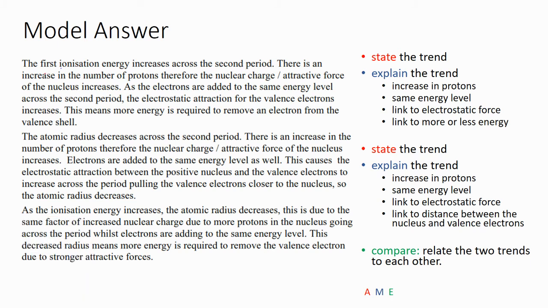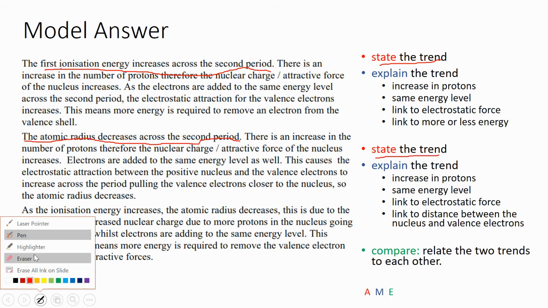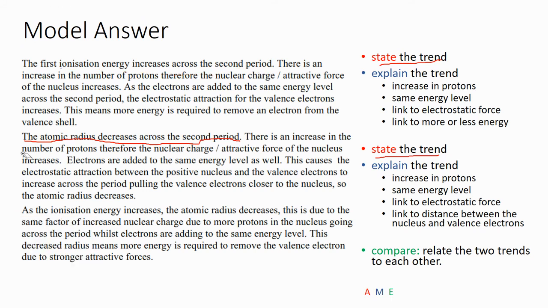The first ionization energy increases across the second period. That states the trend. The atomic radius decreases across the second period. This is also stating the trend. If you do that, it's going to be achieved, so you're looking at achieved grades for those ones. We state the trend, and then you need to explain each trend, focusing on ionization energy first.